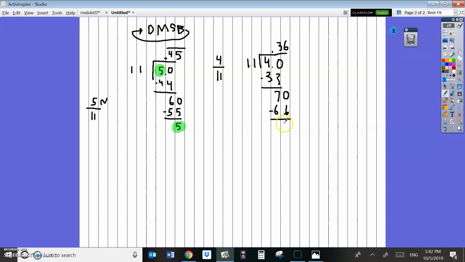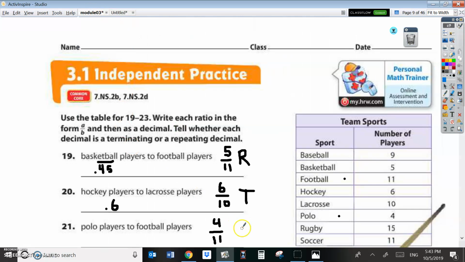Subtract, you get 4. Okay, look what happens here. 4 here, 4 here, so this part just repeats. So 0.36 repeating, let's put that in here. And that's a repeating decimal.